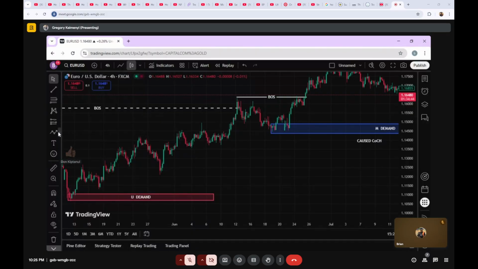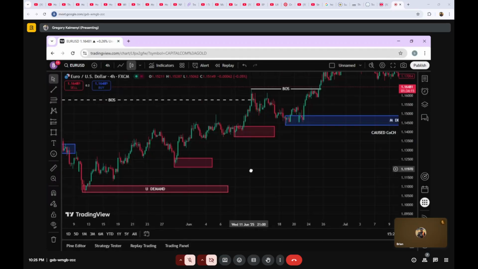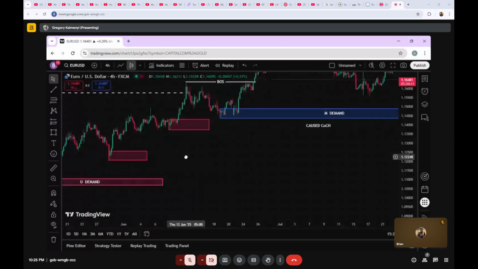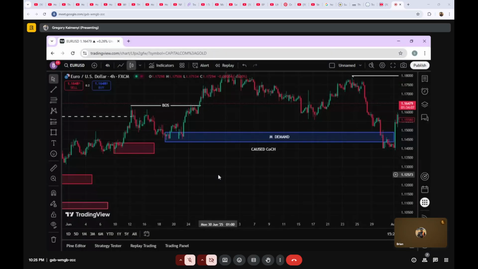Kesho nitawafunza, mkifanya assignment vizuri, about premium and discount prices. Yes, that will really help you to know something. Itakusaidia sana. You realize that you will find many supply zones na demand zones, so you don't take zote. There is a way to eliminate them. Sawa? Okay. So kesho nitawafunza 2 ways of eliminating them.